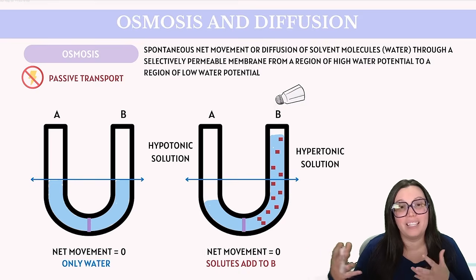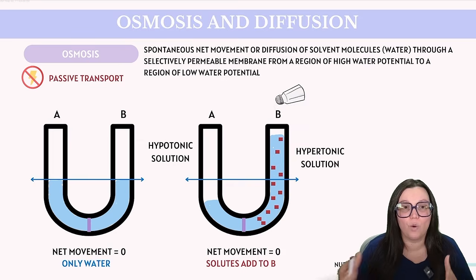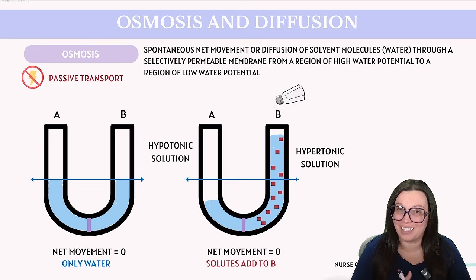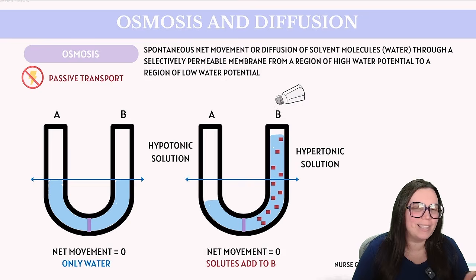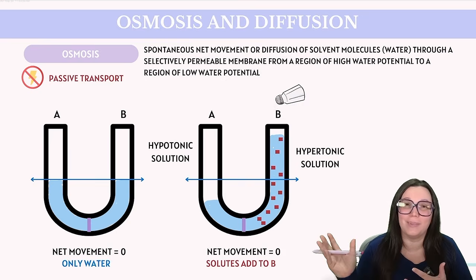Once equilibrium is achieved, that net movement of water across the membrane will stop, yet the water molecules will continue to move back and forth dynamically. This continued movement reflects the natural kinetic behavior of water molecules, always seeking to balance and redistribute themselves.